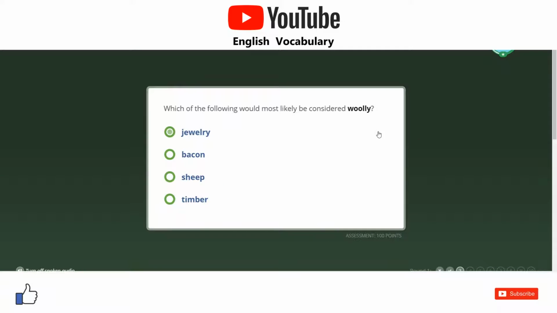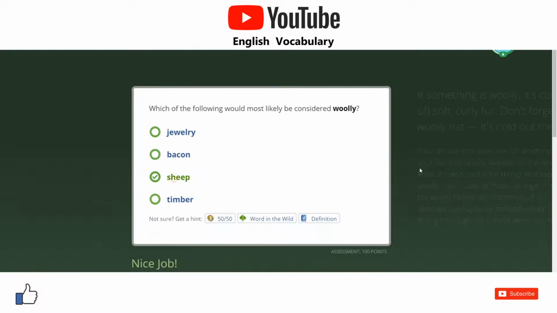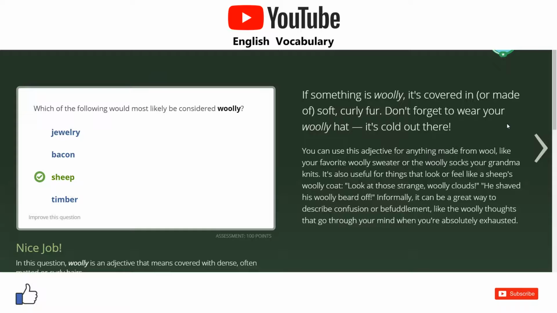Press the R. Question 3. Which of the following would most likely be considered woolly? A. Jewelry. Nice job. In this question, woolly is an adjective that means covered with dense, often matted or curly hairs. If something is woolly, it's covered in, or made of, soft, curly fur. Don't forget to wear your woolly hat, it's cold out there.